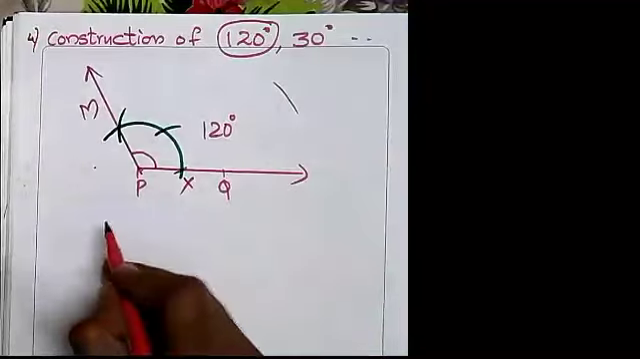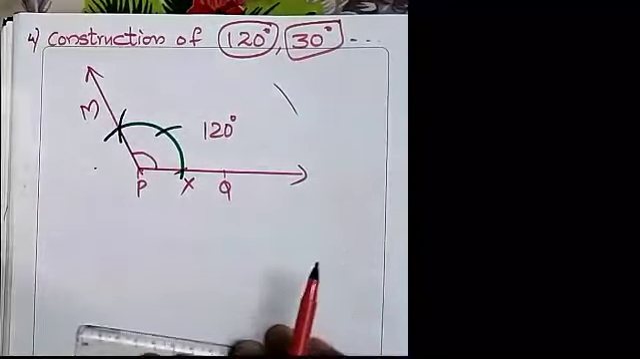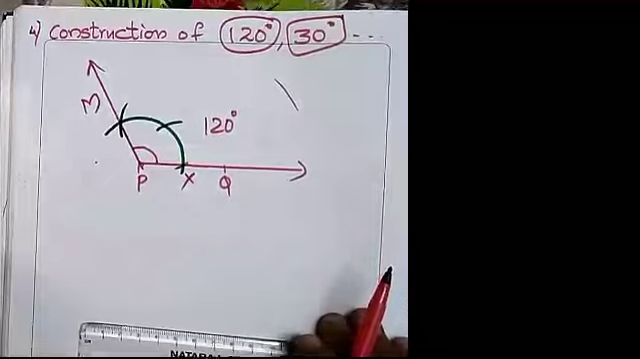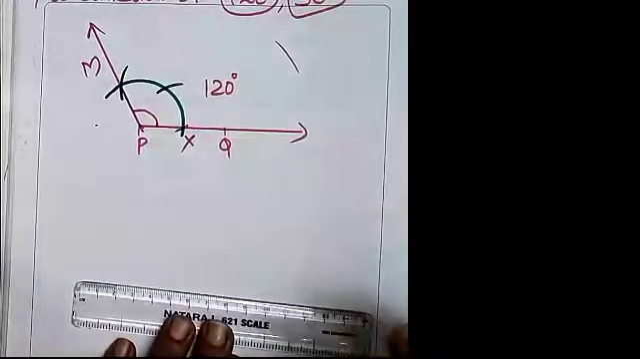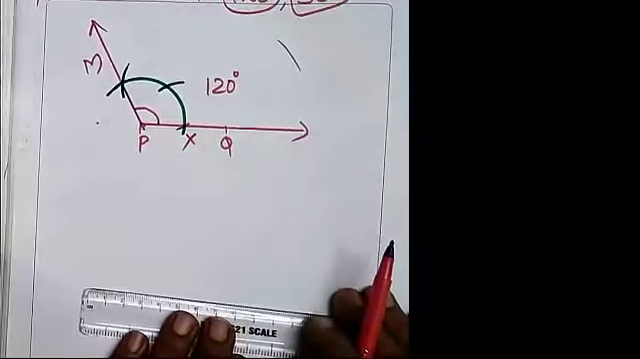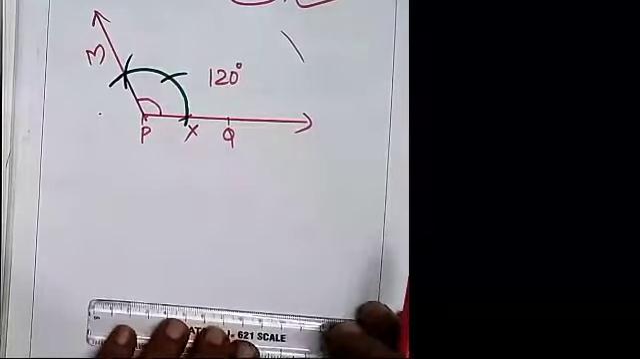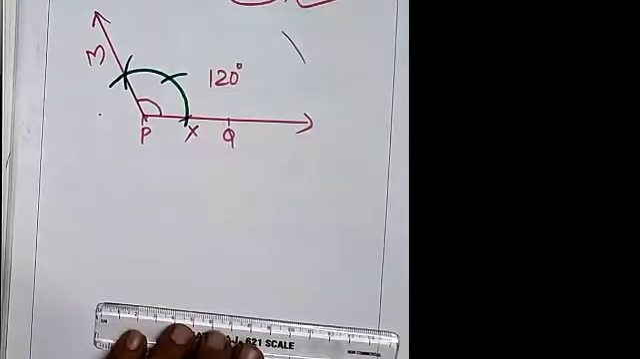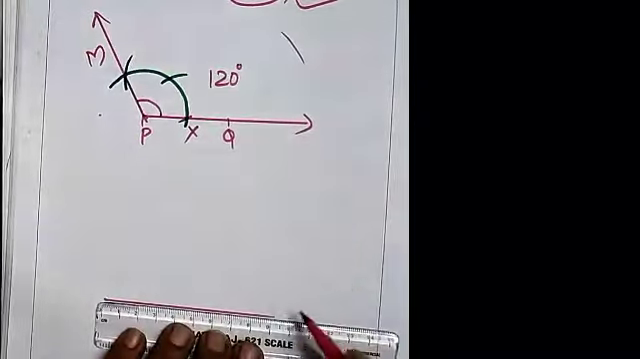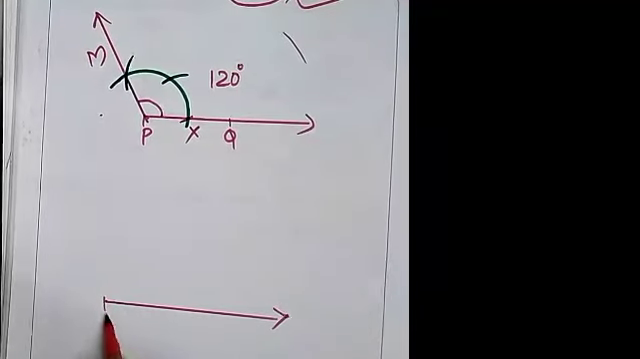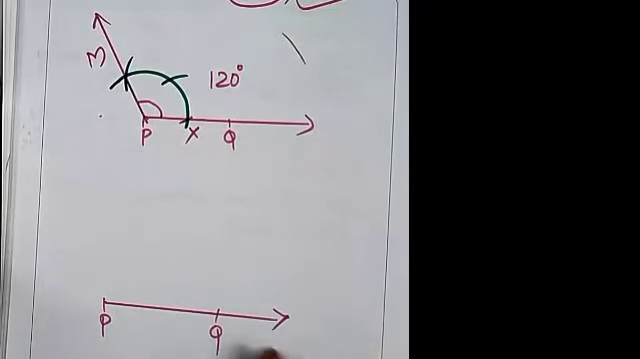Next, angle measure 30 degrees. So we need to construct 30 degrees. For that also, the same method, we start with the construction of 60 degrees. Here we select a ray again. This ray we are selecting, this point P and here it is Q. Any name you can give, I am selecting P and Q only.